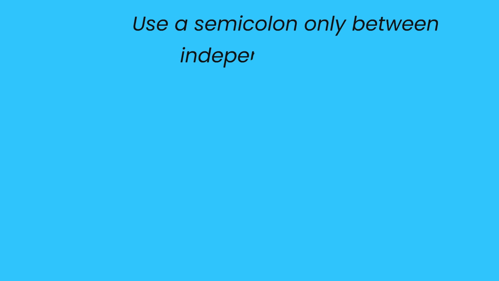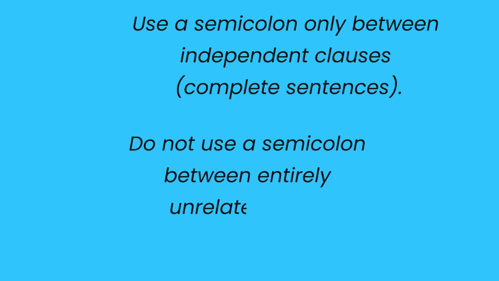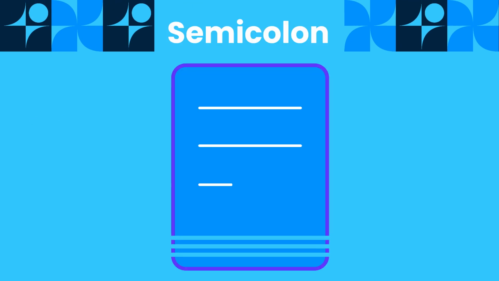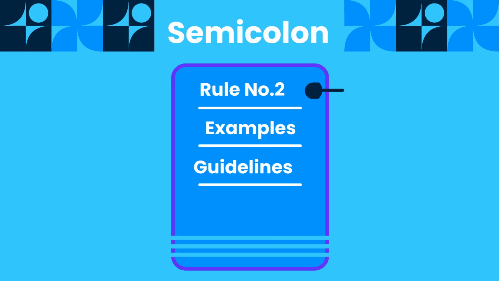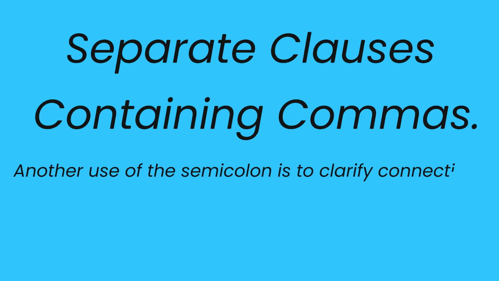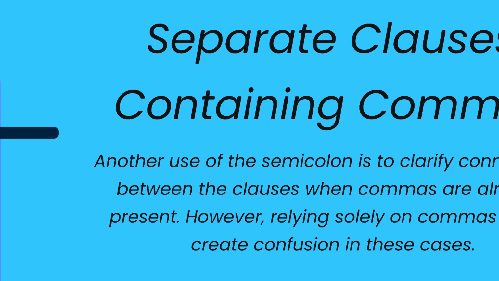Guidelines. Use a semicolon only between independent clauses, complete sentences. Do not use a semicolon between entirely unrelated ideas. Rule number 2, separate clauses containing commas. Another use of the semicolon is to clarify connections between the clauses when commas are already present. However, relying solely on commas could create confusion in these cases.